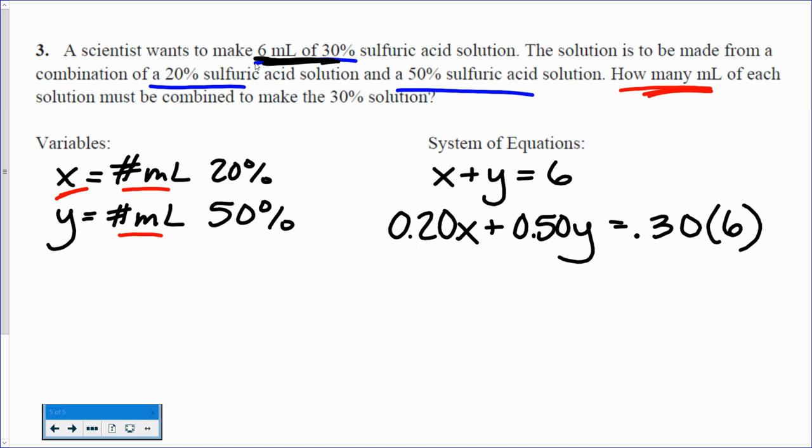All right, so we have our two equations set up. The first one is just all straight milliliters. This amount of milliliters plus that amount of milliliters has to give me 6 milliliters. The next one is all the percentages. So 20% of this plus 50% of that is going to give me the 1.8 milliliters, because that's 30% of the 6 milliliters. Very similar setup for the one for your homework. So use this example to help you out.